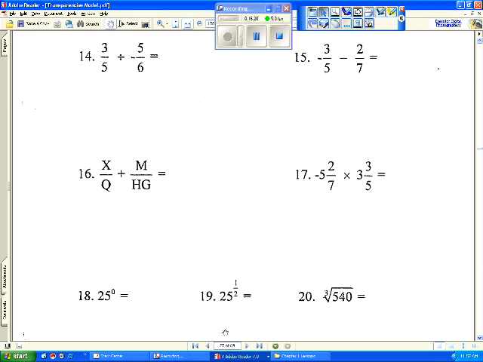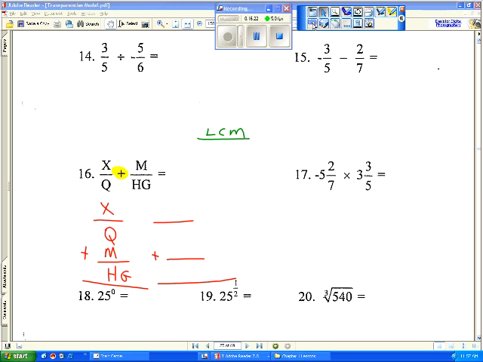We need a common denominator. To find the common denominator, we find the least common multiple. To find the least common multiple, we do the prime factorization. If there's numbers and letters, we put both. If there's numbers only, we put numbers only. If there's letters only, we put letters only.